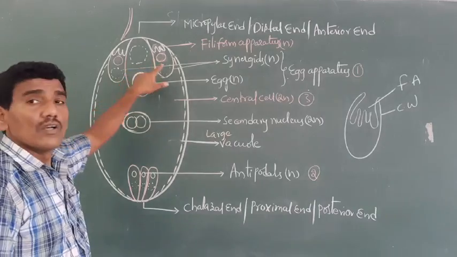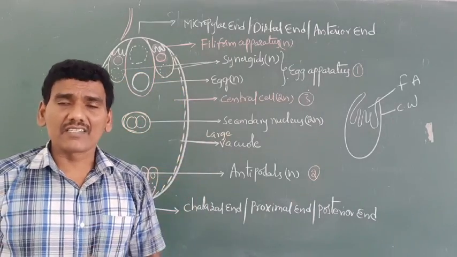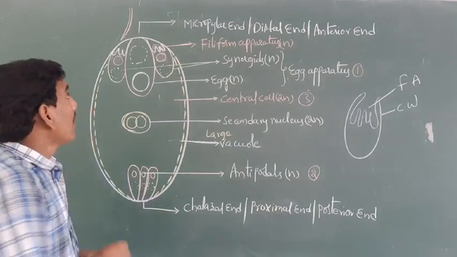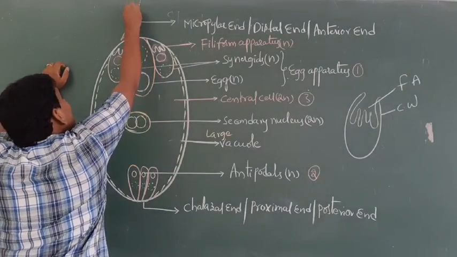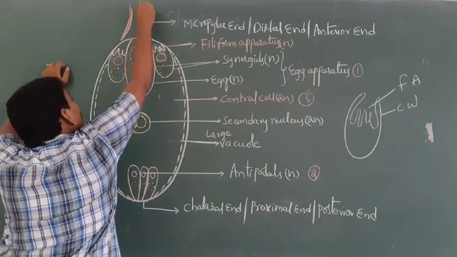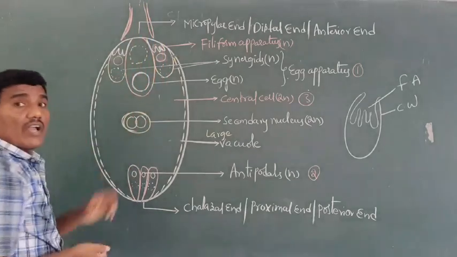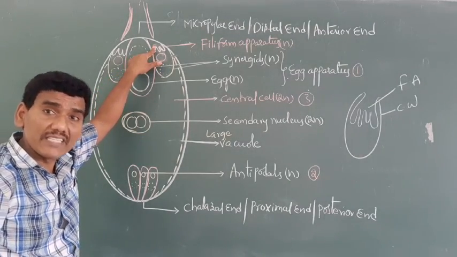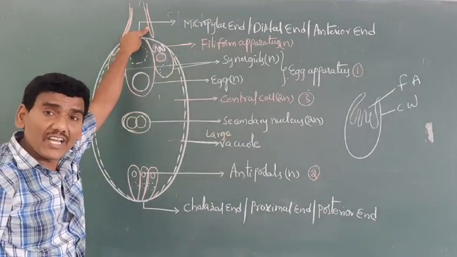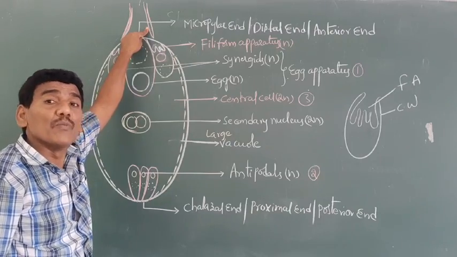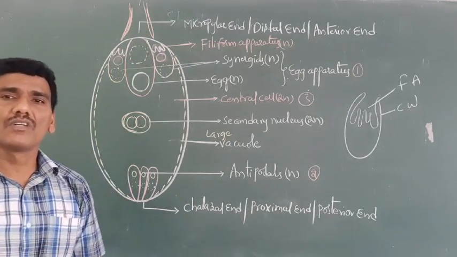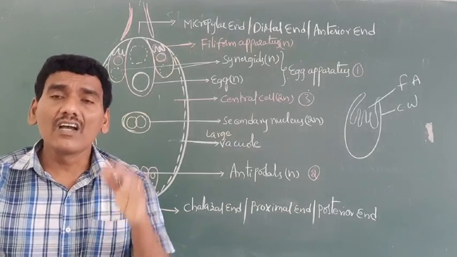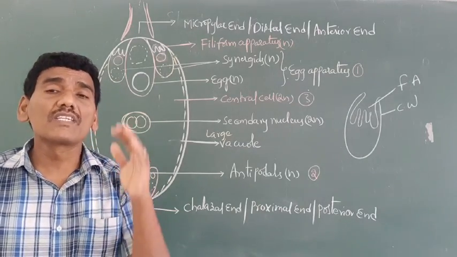Here, the filiform apparatus is mainly helpful to guide the entry of the pollen tube towards the embryo sac. The main important function of the filiform apparatus is to guide the entry of the pollen tube towards the embryo sac. How does the filiform apparatus do this?